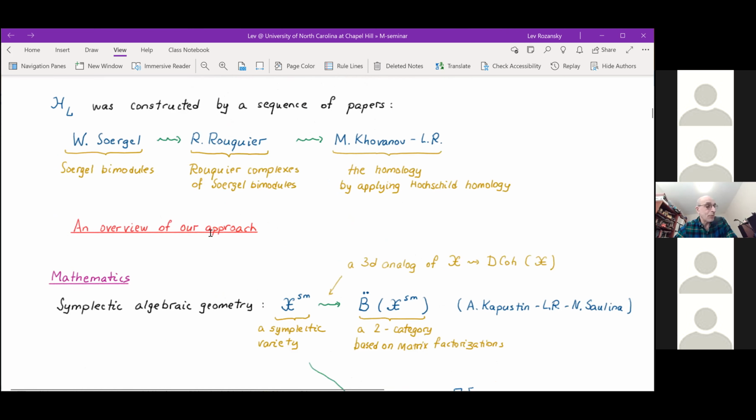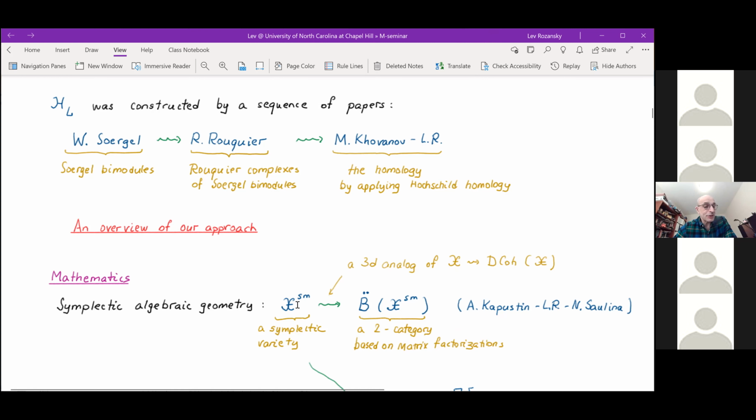So what do we do with Alexei Oblomkov? This is our joint work. We use a certain feature of what one might call symplectic algebraic geometry, so it's algebraic geometry of symplectic varieties. Physics suggests that to a symplectic variety, one can associate a two-category whose definition of morphisms between objects uses the notion of matrix factorizations, which is unfortunate because matrix factorizations are not very popular in algebraic geometry, although some people use them.